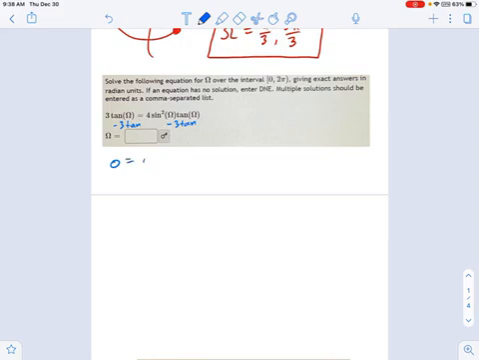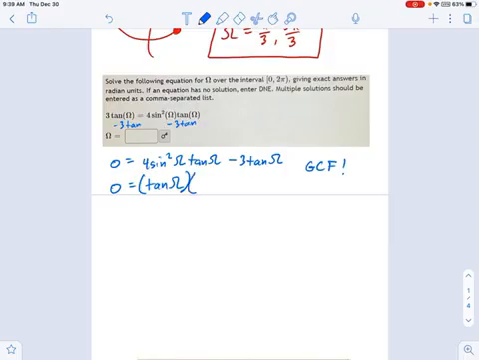So I get 0 equals 4 sine squared omega times tangent omega minus 3 tangent omega. And after you get 0 on one side, then we want to factor. And I see a GCF. Greatest common factors are the first thing you should look for. Okay, so GCF of tangent omega. So what's left behind after we factor out the tangent? Well, 4 sine squared omega minus 3. Okay, now that's something I can solve.